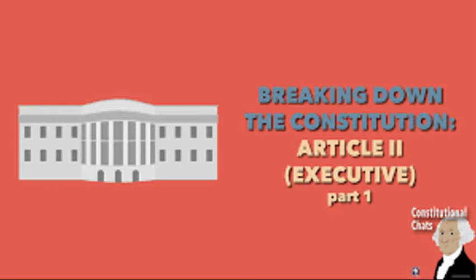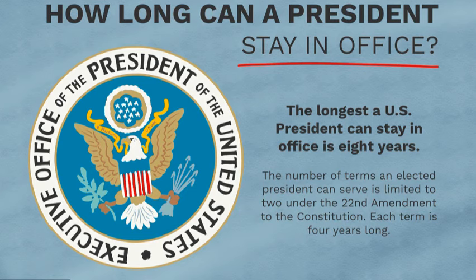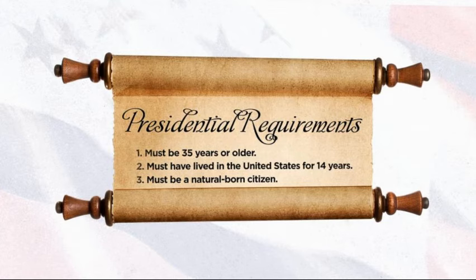Delegates at the Constitutional Convention were not prepared to let people elect the president directly. Instead, they decided that the president would be selected by a group of electors. The president serves a 4-year term. Under the 22nd Amendment, a president may be reelected only once. A president must be a natural-born American citizen and at least 35 years old.